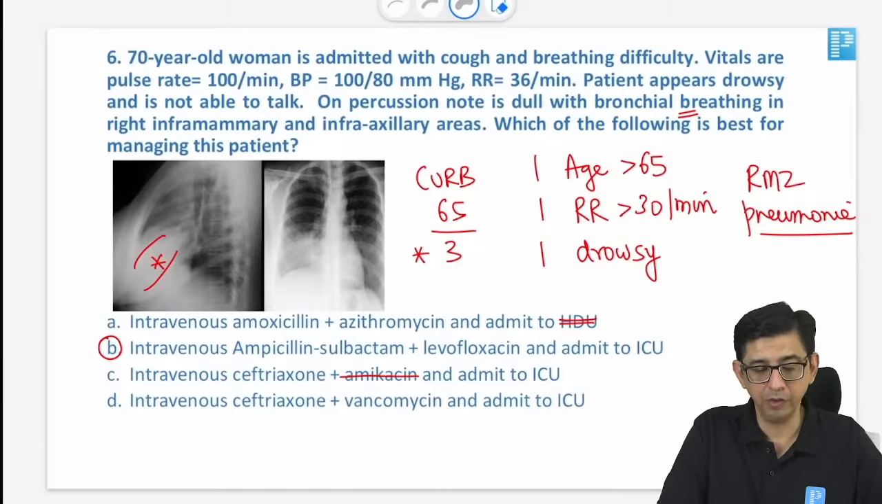In meningitis, ceftriaxone and vancomycin, yes, we give both of them. Yes, we use both of them empirically.